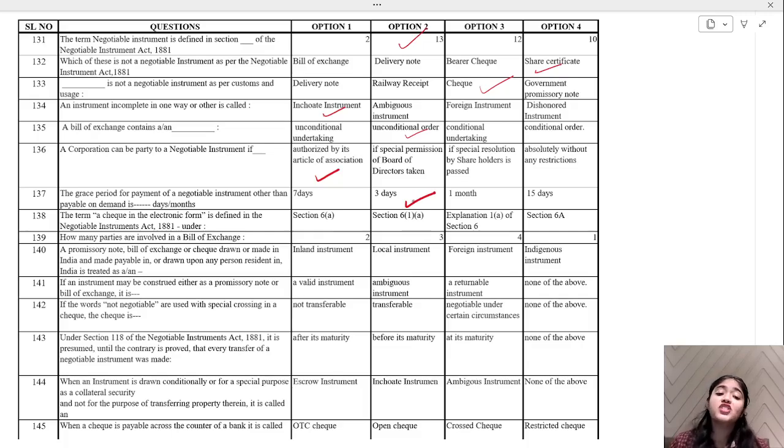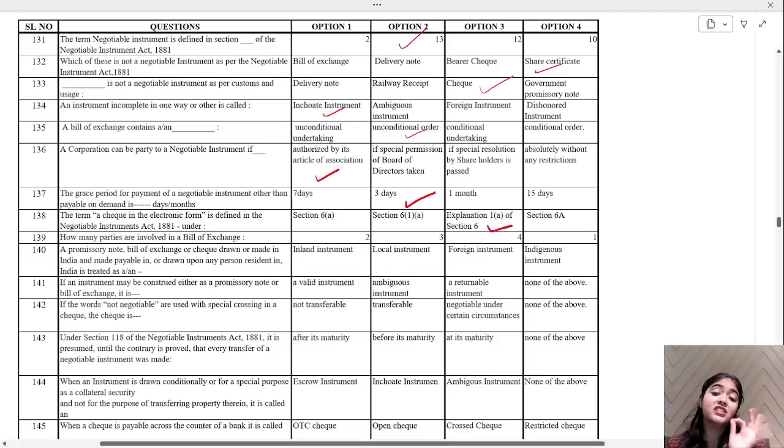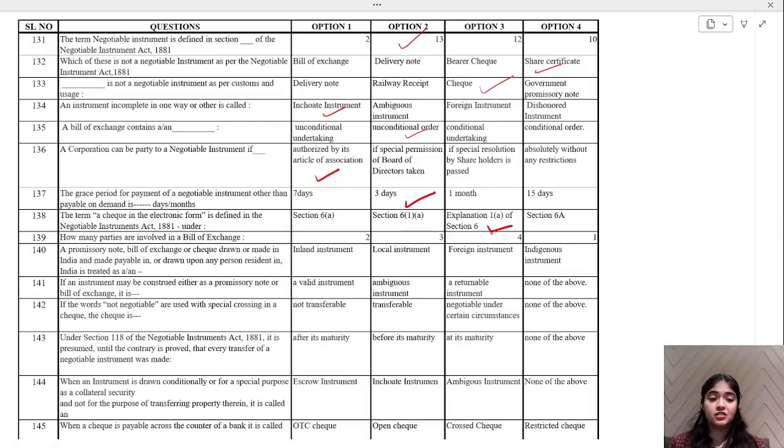The term a check in the electronic form is defined in the Negotiable Instruments Act 1881 under section 6, explanation 1A of section 6. So you are going to write explanation 1A of section 6. Right? This is important. You should not write 6A. Explanation 1A of section 6. Okay.